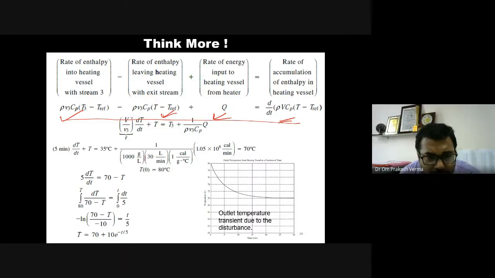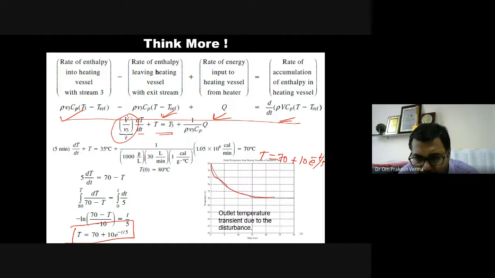Now just solve the equation, V by V3 tau d by dt, the temperature balance we have written. Solve this equation with the help of the Laplace transform or as a temperature differential equation. Then you get T equals 70 plus 10 e to the power minus t by 5. T equals 70 plus 10 e to the power minus t by 5. And this is the profile. This is the simple profile.